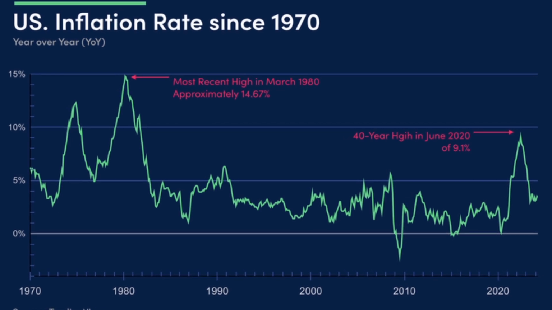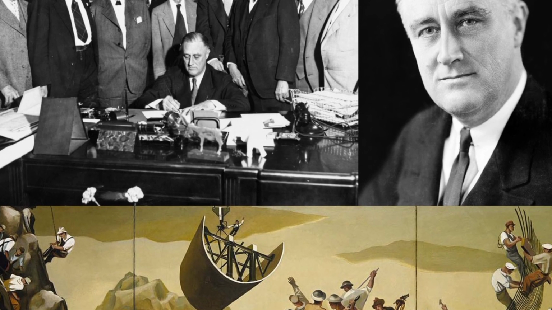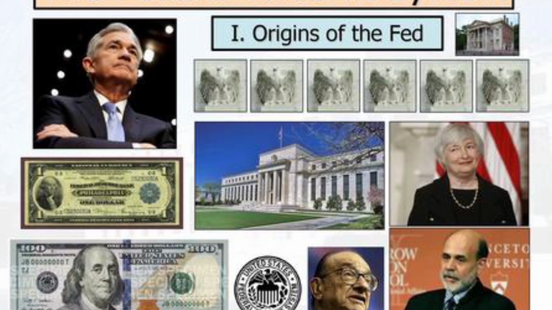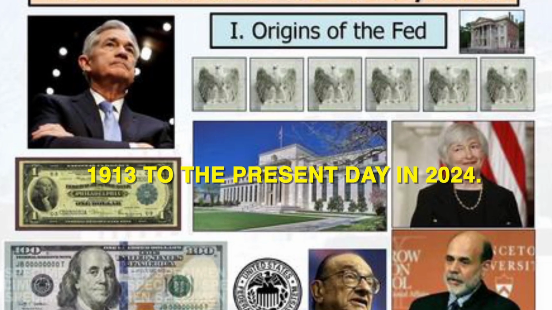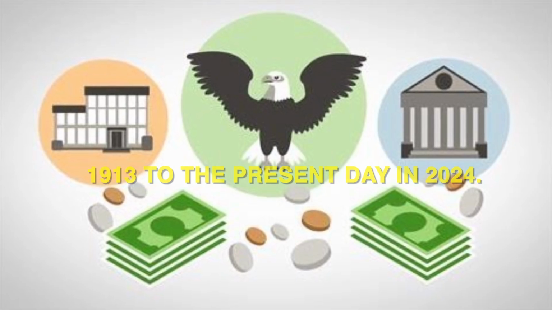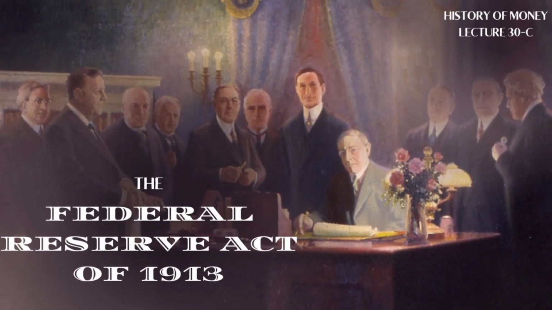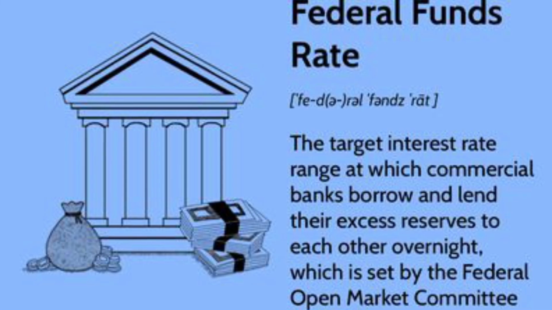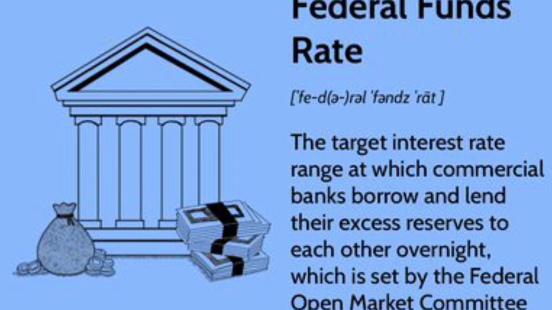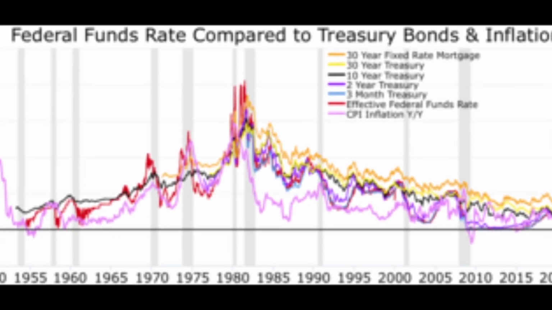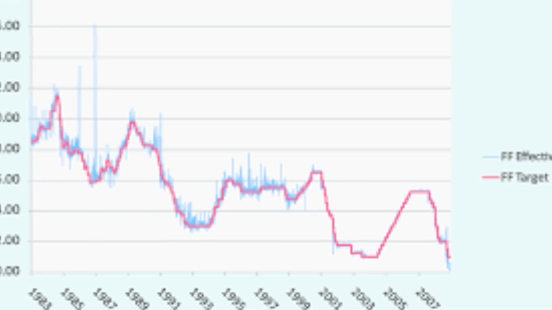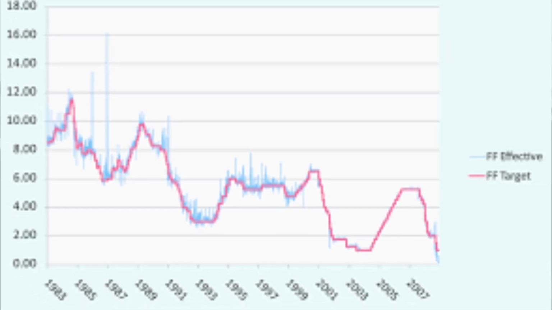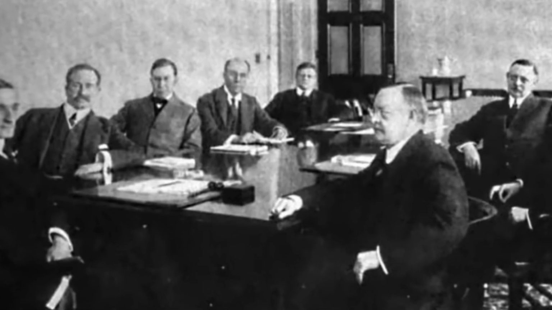In this video, we are exploring the historic changes of the USA Federal Reserve interest rates, spanning from its inception in 1913 to the present day in 2024. The Federal Reserve Act of 1913 established the Federal Reserve System to provide a safer, more flexible, and stable monetary and financial system. Initially, there was no formal federal funds rate target, as the system was just being established.